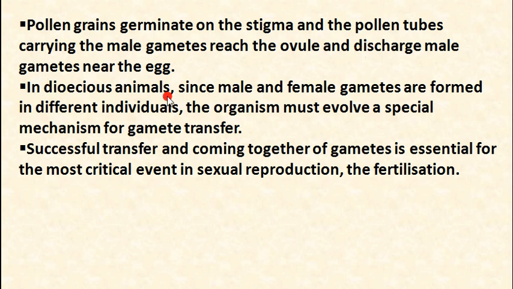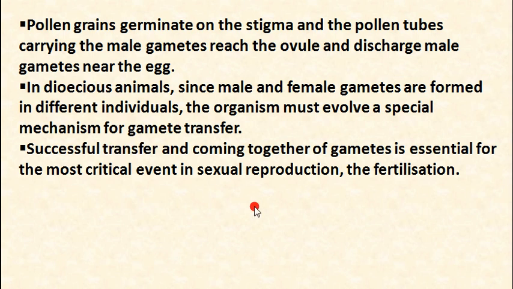In dioecious animals, okay, here we are talking about animals now, since male and female gametes are formed in different individuals, the organism must evolve a special mechanism for the gamete transfer. So in the case of animals, another special mechanism is required for the gamete transfer in dioecious animals.